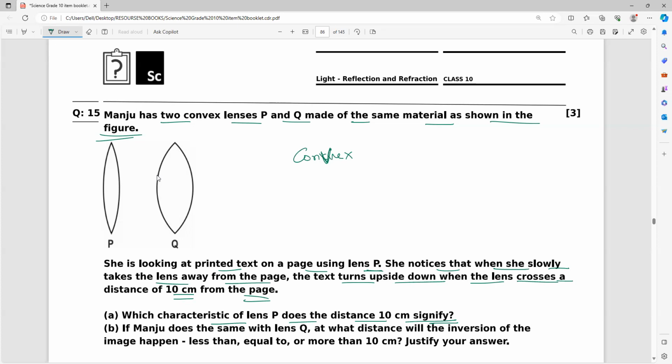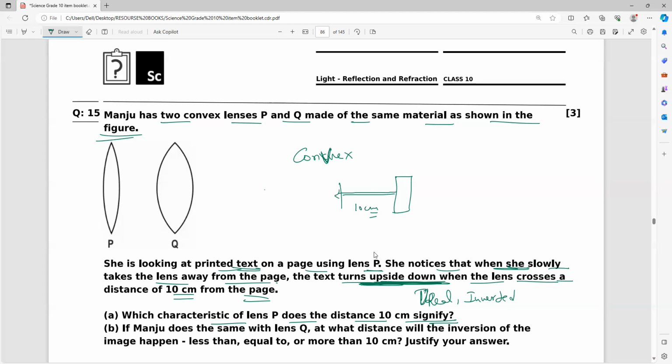Basically, she is seeing the text. Text means it works as a magnifying glass, so we see a virtual, erect and magnified image. Now she is moving the lens away from the book. When she goes 10 centimeters, immediately it turns into a real and inverted image. That is what they are saying: the text turns upside down. Upside down means what? It is real and inverted.